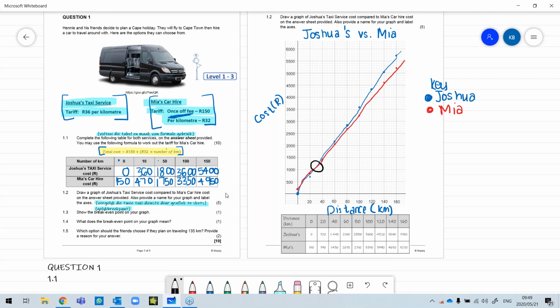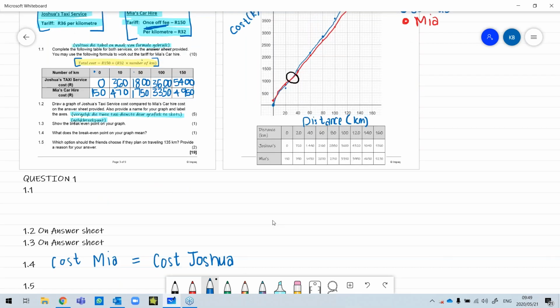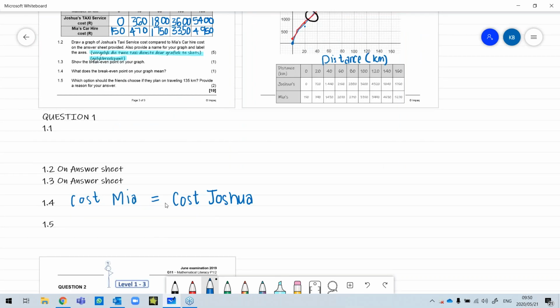For question 1.4, what does the break-even point on your graph mean? Okay, now for that, let's continue a little bit downwards. So a break-even point indicates where the cost for Mia equals the cost for Joshua. So that means at that specific point between 20 and 40 kilometers, the cost for hiring Mia's car or the cost for hiring Joshua's taxi will be exactly the same.